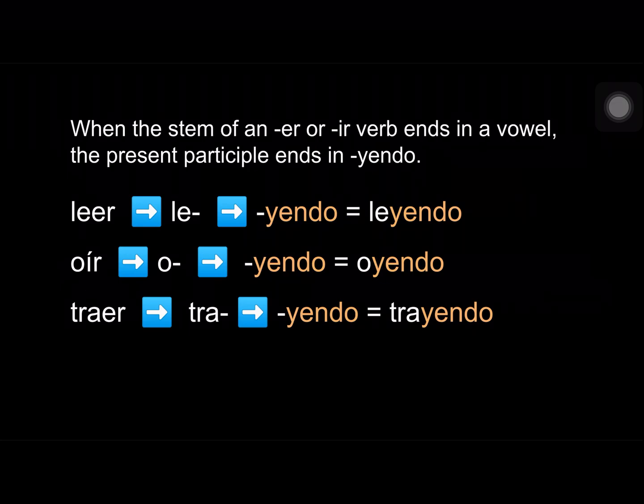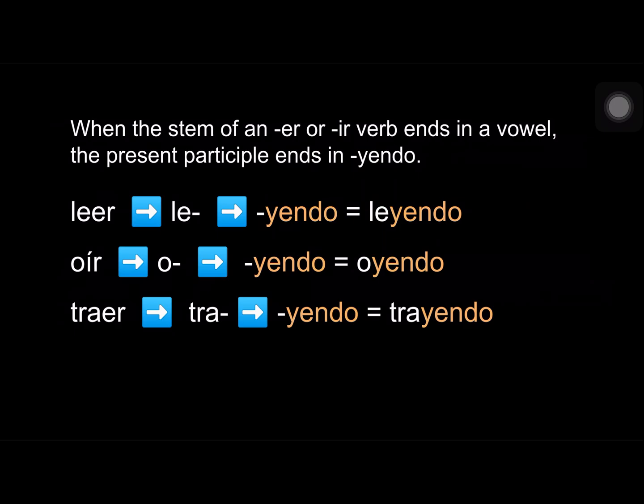So like leer, you're going to chop off the -er. You're left with the stem le, because remember, you're not chopping off the -eer, you're just chopping off the -er. And then you're going to attach -yendo, leyendo. And it looks so much prettier. Or oír, to hear, you chop off that -ir, and do not add -iendo.